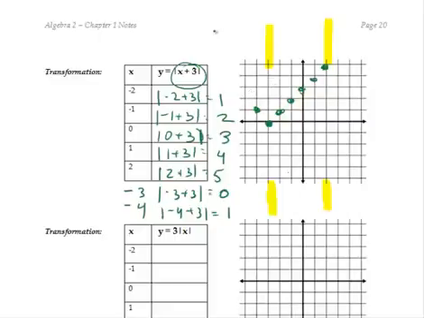Let's throw in another point. Let's throw in negative 5. So this becomes negative 5 plus 3. That's negative 2. The absolute value of negative 2 is 2. Negative 5 comma 2. There we go. Now we see this high V shape.